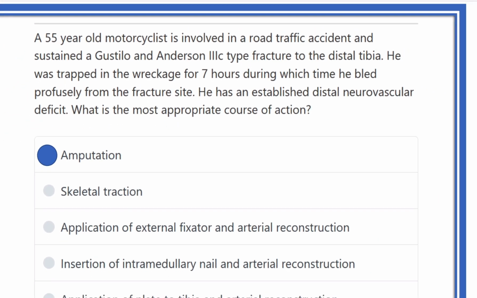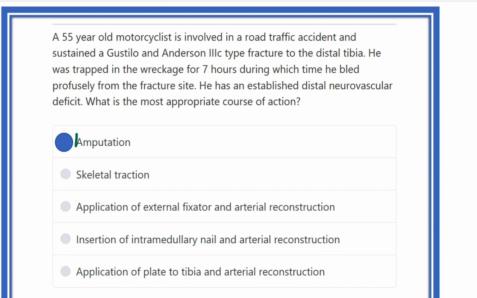Here the answer will be amputation. Why amputation? This point is very important: his leg was trapped for 7 hours. We know the normal viable time for a trapped limb is within 6 hours. When it crosses 6 hours, the limb is dead. This dead limb we should remove as early as possible. So our answer is amputation.